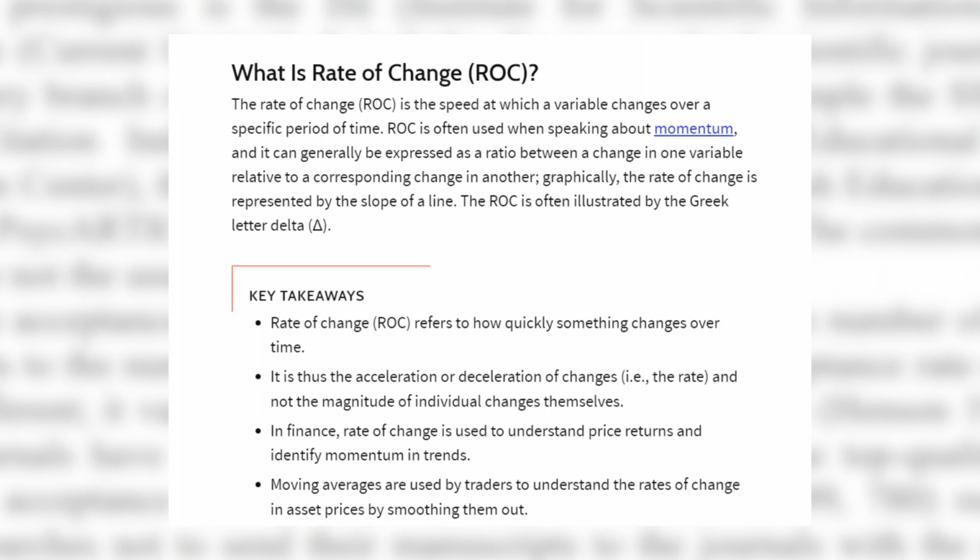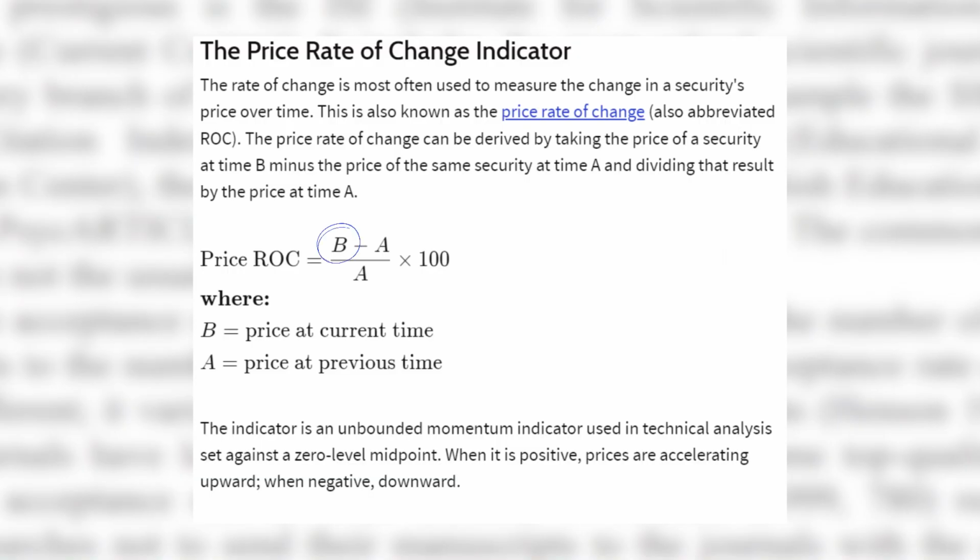Now, for those who are unfamiliar, the price rate of change indicator, also abbreviated as the ROC, is generally used to measure the change in an asset's price over time. And you can find this value by taking the price of an asset at time B minus the price of the same asset at time A, and then dividing that entire result by the price at time A, and multiplying it by 100 to get a percentage. Now, this price rate of change is also an oscillator, which means it will be oscillating around zero. A positive ROC typically means a bullish trend, while a negative ROC usually means a bearish trend. Moreover, the ROC will also oscillate around zero when the market is consolidating.